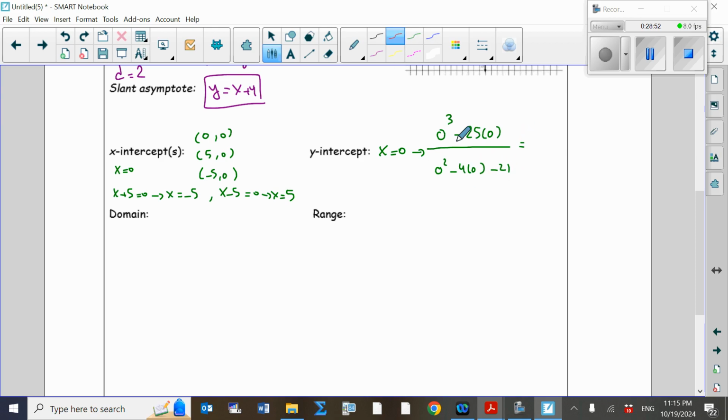Okay, so 0 to the power of 3 is 0. 25 times 0 is 0. So the top is 0. The bottom, these are 0, and there's only negative 21 left. However, 0 divided by anything is 0. So the y-intercept is at 0 and 0. Now let's start graphing the function.